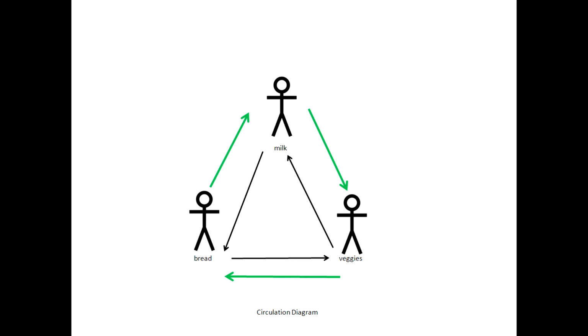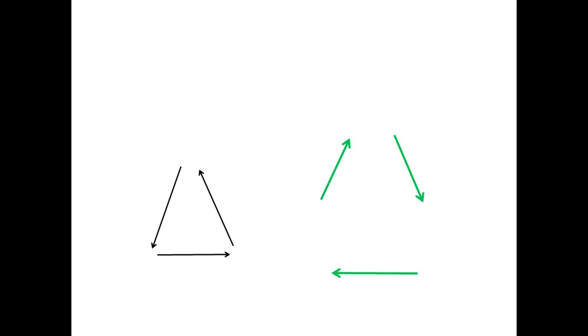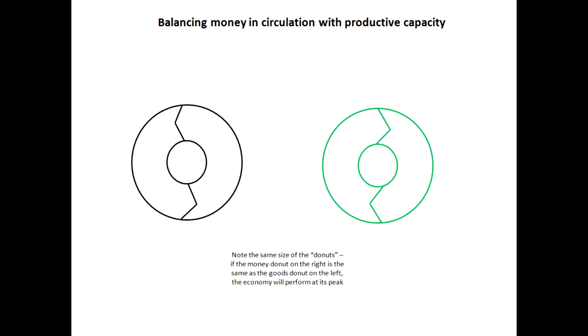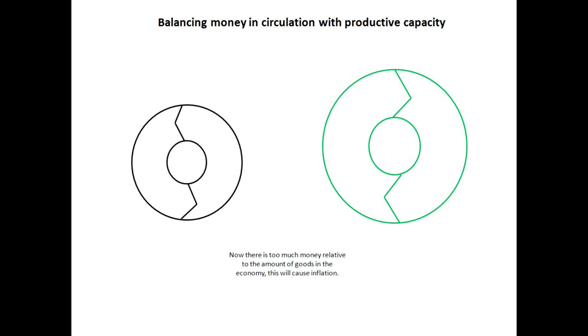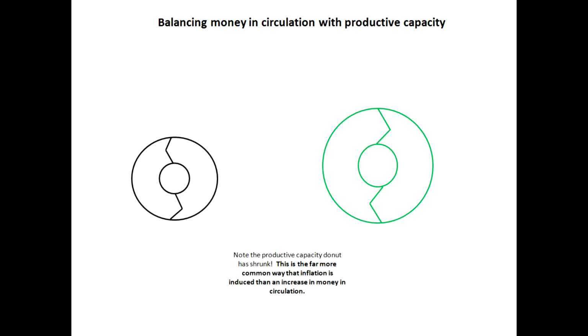We also had a diagram where we had the circulation of goods and money, and we talked about them being in balance. I just want to extend that a little. So I've split the goods and money parts out. The size of the donuts indicate the relative size of the productive capacity and money circulating. When they are the same or very close, the economy is balanced and doing well. When the size of the money versus the productive capacity is unbalanced, where the money one is larger, then inflation will occur. Note that by far the most common inflation causing circumstance is not when too much money is created, but when productive capacity collapses.